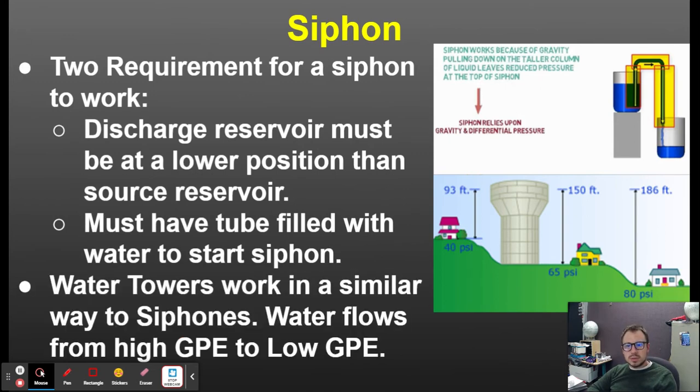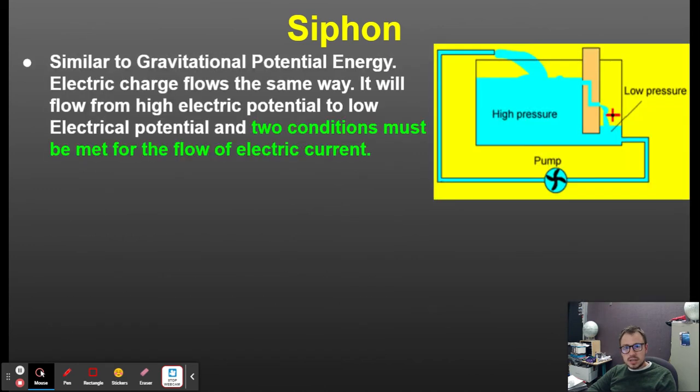Water towers work similar to siphons. Water flows from high gravitational potential energy to low gravitational potential energy. If you see those water towers around town, those are filled with water. They pump water up there, using energy to give it that gravitational potential energy. That's why if you turn on the faucet when the power's out, the water will still flow, because it's using that gravitational potential energy.